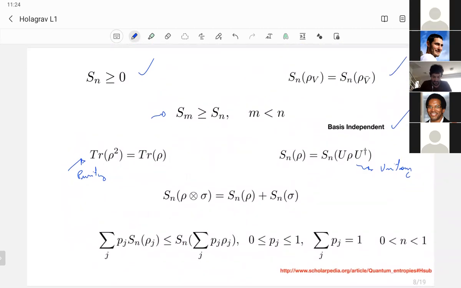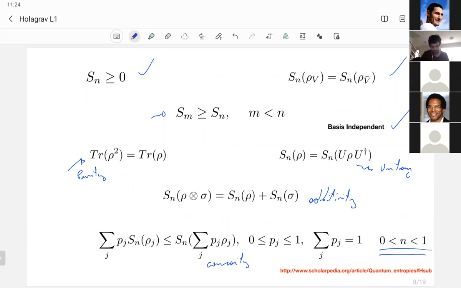And lastly, I list a couple more. This is called additivity. And this is called concavity. Note that concavity holds just in this range of n. The rest of the properties are general for general n, but for different values of n you can also have other properties. For example, for n equal 1, you have this concavity condition, and with it something called strong subadditivity. Using entanglement entropy, the limit of n equal 1 of the Renyi entropy, you can show this theorem that I was mentioning in the introduction.